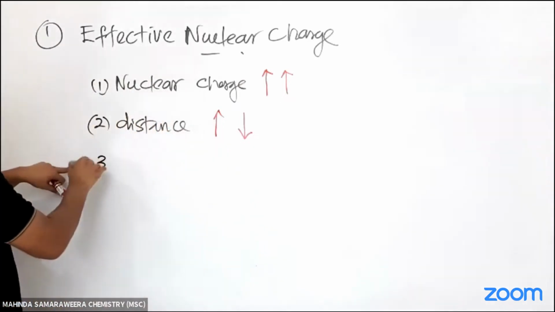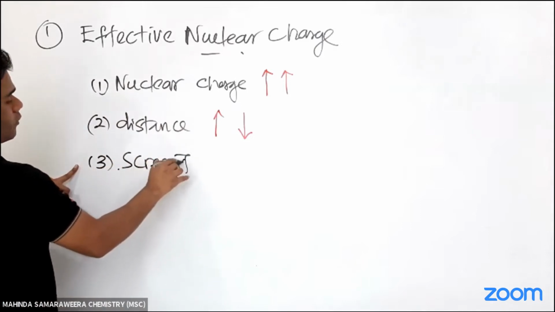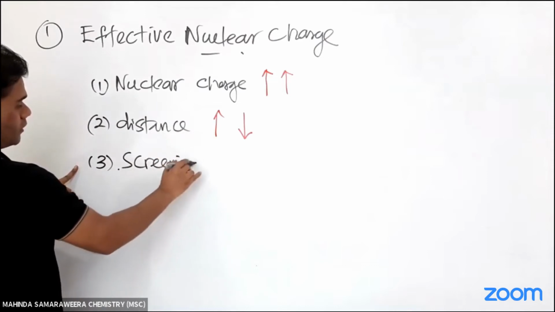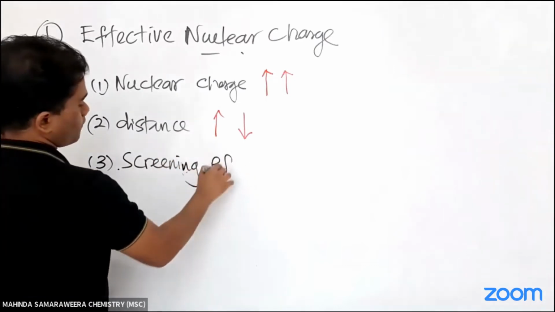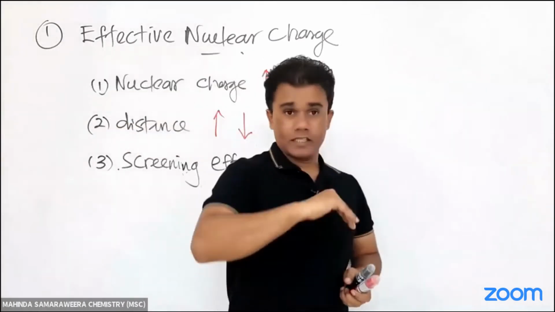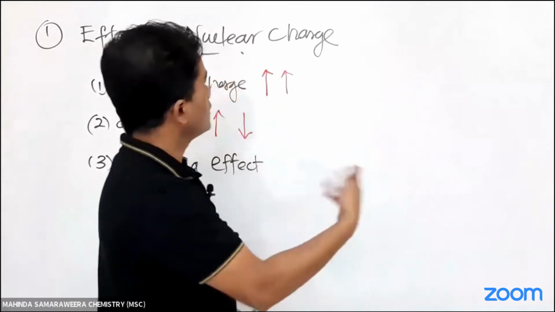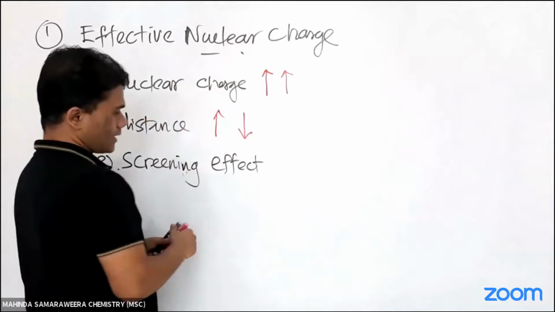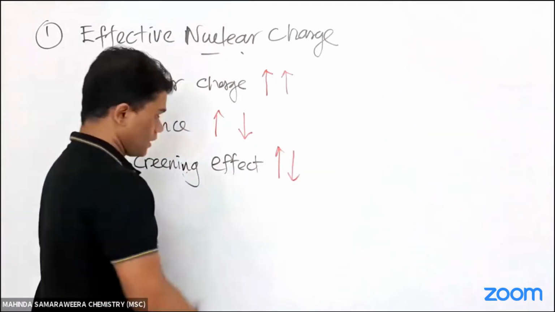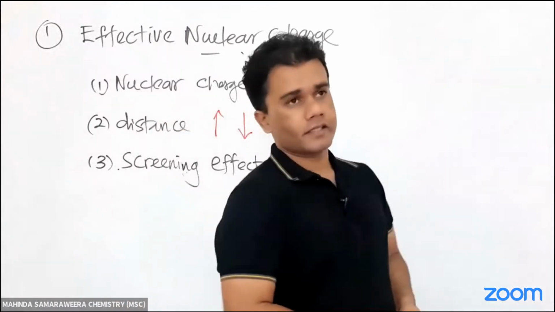Next, third one I gave you, the screening effect. I gave you another word for this: screening effect or shielding effect. The more the nucleus is shielded or screened by the inner electrons, the weaker the effective nuclear attraction. That means if screening effect increases, effective nuclear charge decreases.